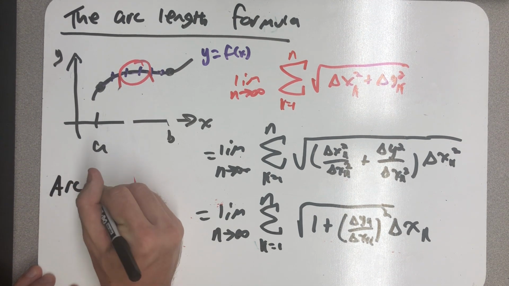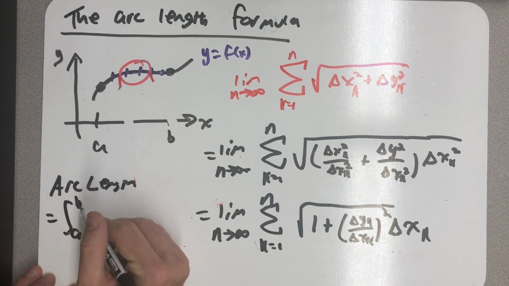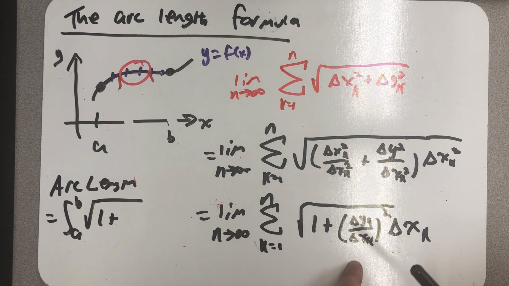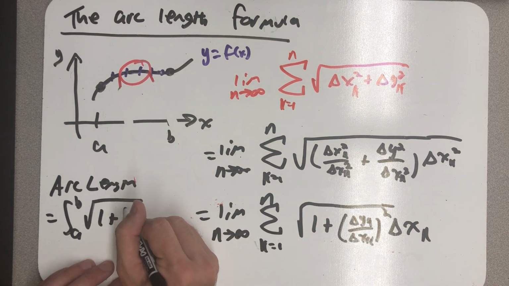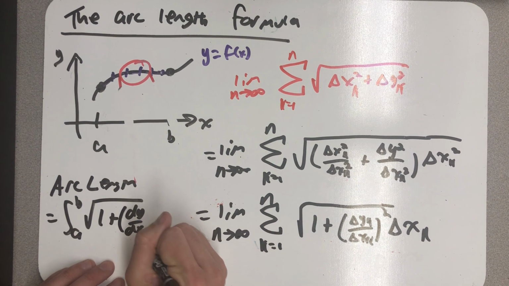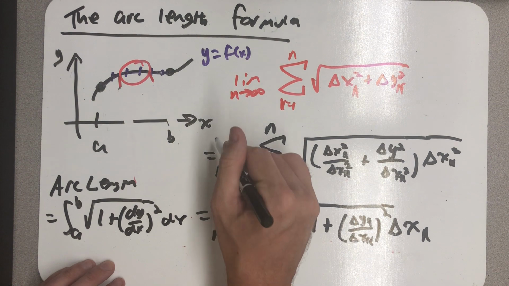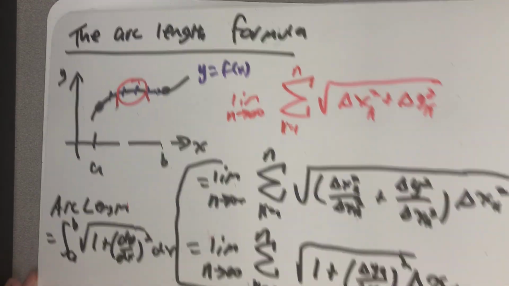So we wrote that as an arc length formula. That was the integral from a to b of the square root of 1 plus... And when I think about delta y over delta x, as delta x goes to 0, that's the first derivative. So that's dy/dx squared, and then this delta x sub k, that's my dx. And so that was the first arc length formula you saw.